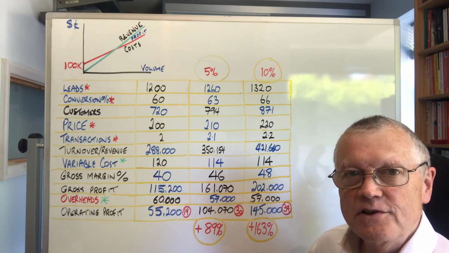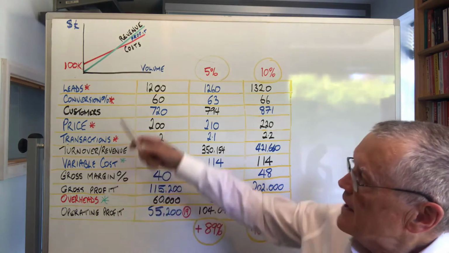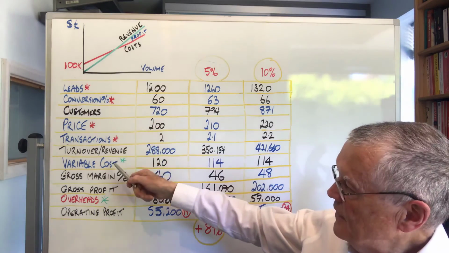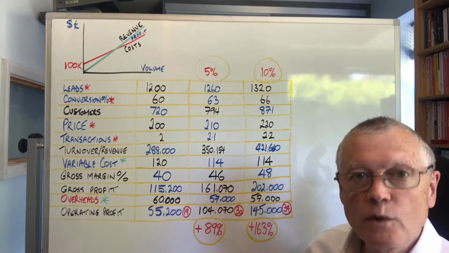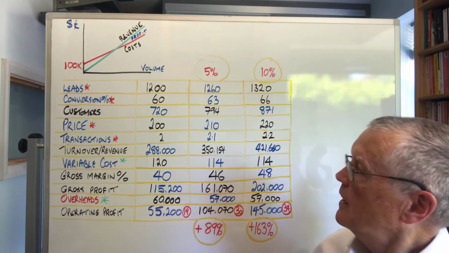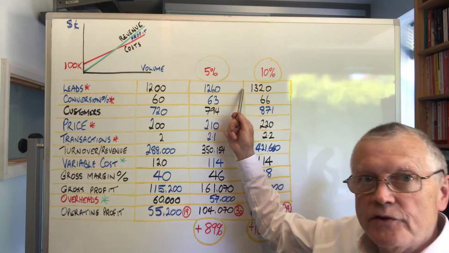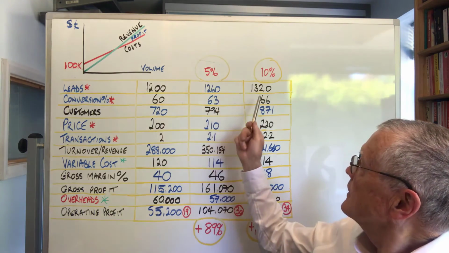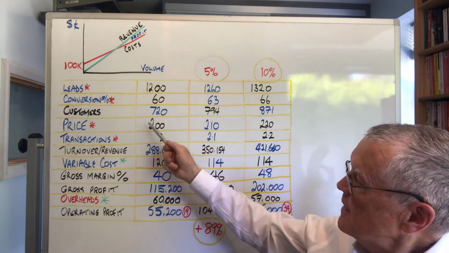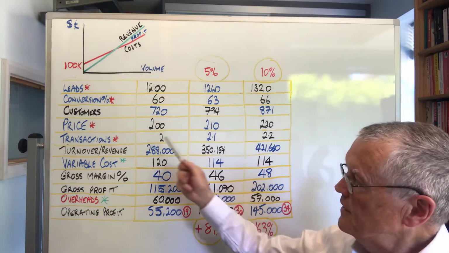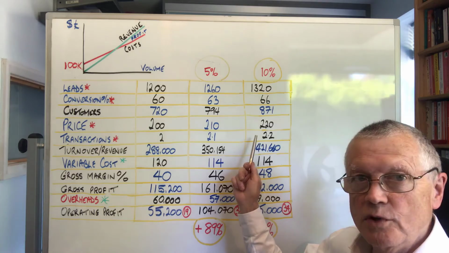But what if we could just make 10% improvements in the asterisk ones in red and leave the variable costs and the fixed costs? All we've done is shave 5% off them. So if we had 10% more leads, it's 1320. 10% higher conversion is 66. 10% higher price is 220. 10% more transactions is 2.2.